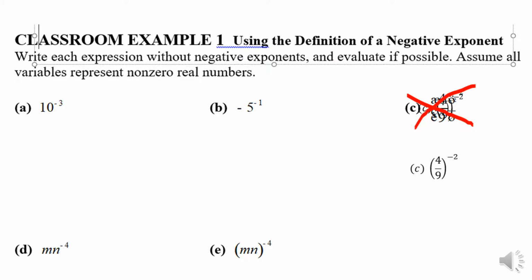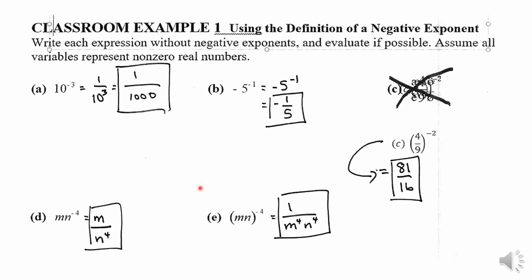So here is example 1 dealing with the definition of the negative exponent. You're to write each expression without negative exponents. Your final answer should not have negative exponents in it, and evaluate if possible. Assume all variables represent non-zero real numbers. Let's see how you do. Here are the answers. Probably the most significant one is here. If minus 1 is the exponent, the base is 5, so the minus stays with the final answer.